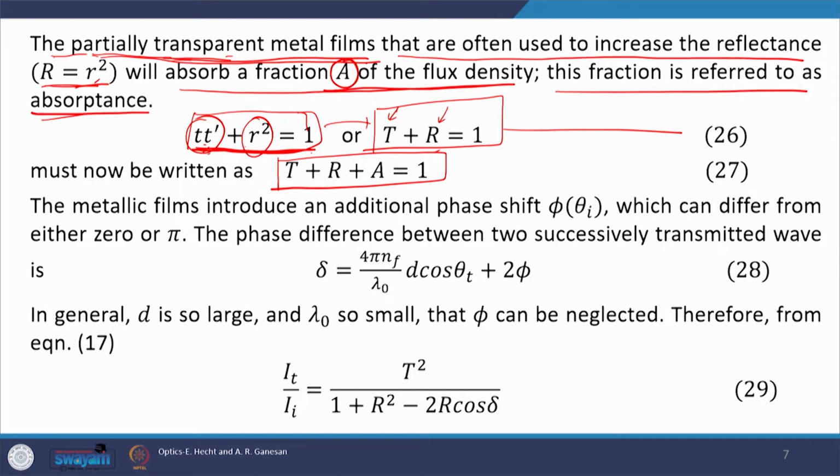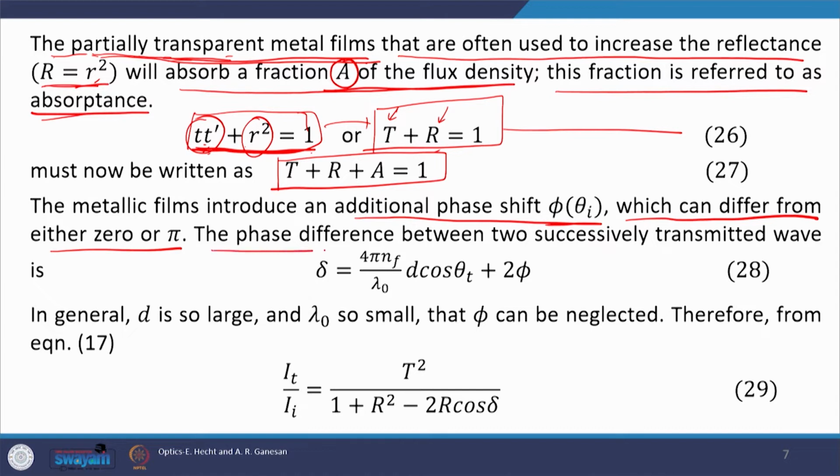Now, since we are using a metallic film, it will introduce some additional phase shift, say phi, and this phase shift can differ from either 0 or pi. We are in the habit of considering an additional phase shift of 0 or pi due to the internal and external reflection, but due to the incorporation of metal, we can have either 0 or pi or some other phase.